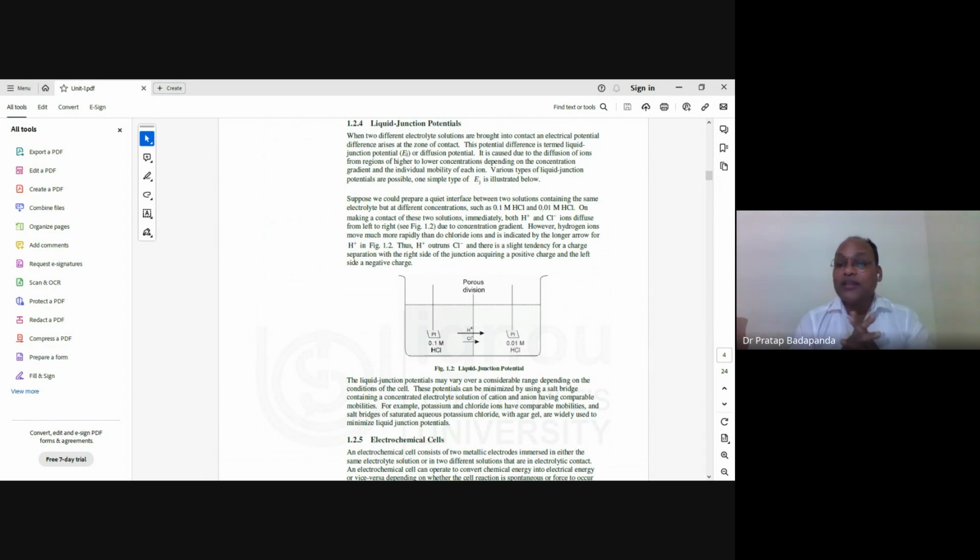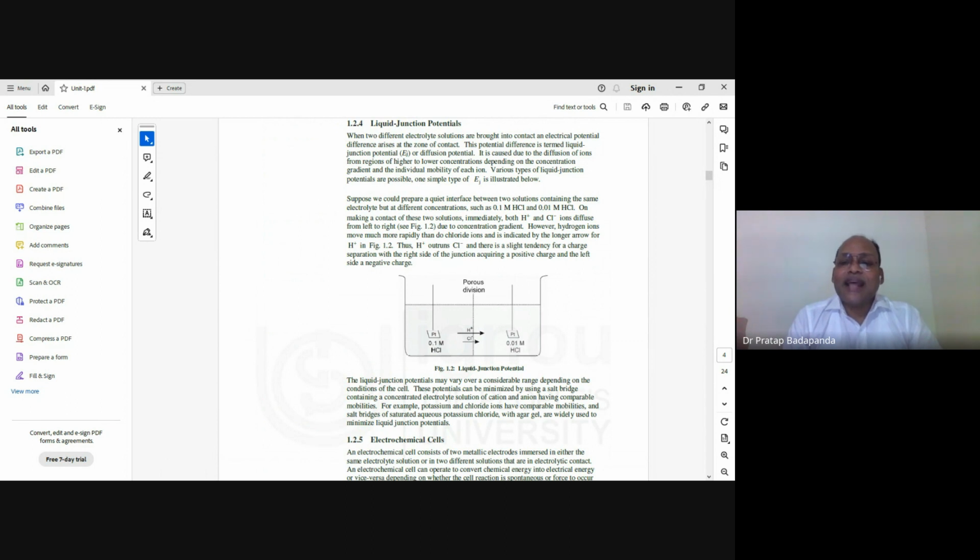But the concentration of salt is higher on the right-hand side and lower on the left-hand side. Then salt will flow. Water will not flow, only the salt will flow, until the equilibrium state arises. That is my point. If we apply the same thing here: on the left-hand side, hydrochloric acid is given with 0.1 molarity, and on the right-hand side, hydrochloric acid is given with molarity 0.01.